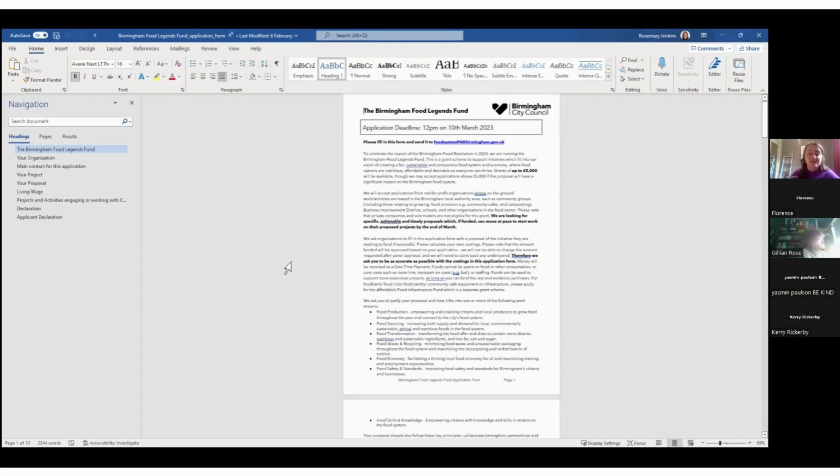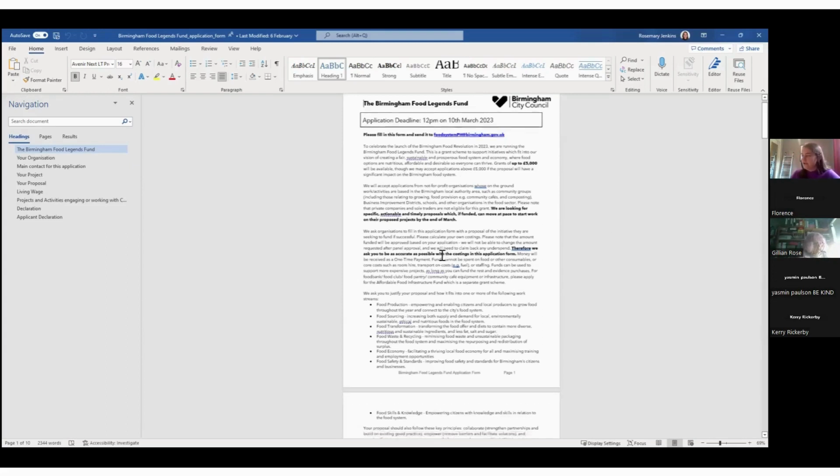We will accept applications from similar types of groups, so primarily community groups whose work is on the ground in Birmingham. Exactly the same caveats for this one in terms of location. These can be groups relating to growing, food provision and composting, business improvement districts, schools and other organisations in the food sector. Please note that private companies and sole traders aren't eligible for this grant, so you do need to be a community group or a registered charity or a CIC or a CIO. And for this one, we're looking for specific, actionable and timely proposals which can move at pace to start work on their proposed projects by the end of March.